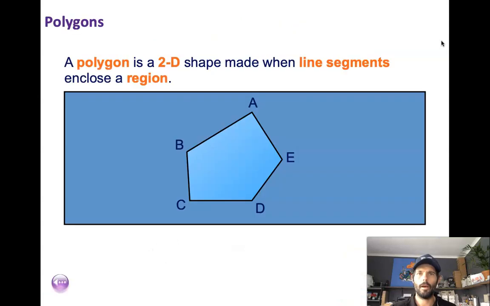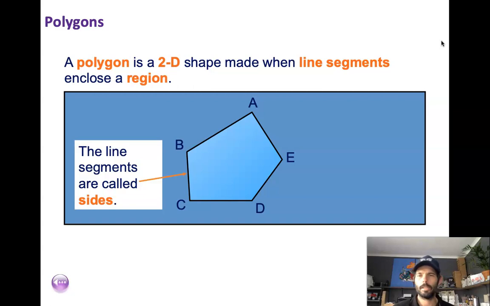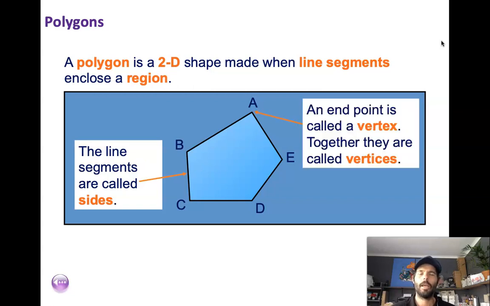Let's get on with our main topic, which is polygons. Now, as we know, a polygon is a 2D shape made with line segments which are enclosed to form a region. Okay, 2D because it is two-dimensional, length and width, or length and breadth. It's got no thickness. Okay, so that's the 2 dimensions. There are the line segments which are called sides. Okay, and the corners are called vertices.